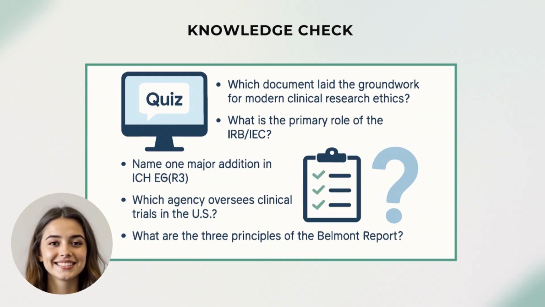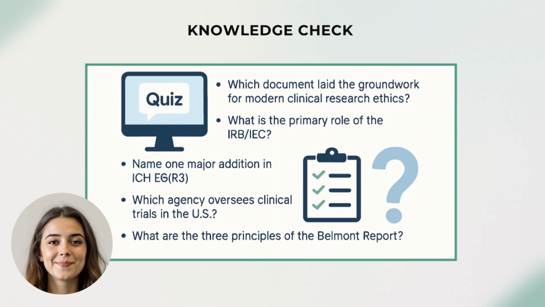Question 2. What is the primary role of the IRB or IEC? Their main job is to protect the rights, safety, and well-being of trial participants. That means reviewing protocols, monitoring ongoing studies, and making sure ethical standards are upheld.